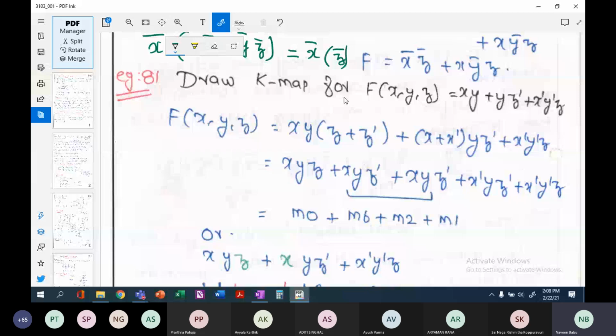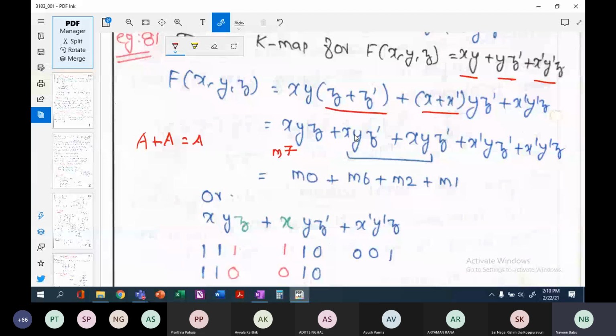Now let us convert these canonical forms to minterms. What is x, y, z equal to? It should be 7, so this corresponds to 7. So minterm is M7. What does this one correspond to? 110 corresponds to M6. And x bar, y, z bar corresponds to 010, so it is M2. 001 corresponds to M1. So our minterms are M7, M6, M2 and M1.